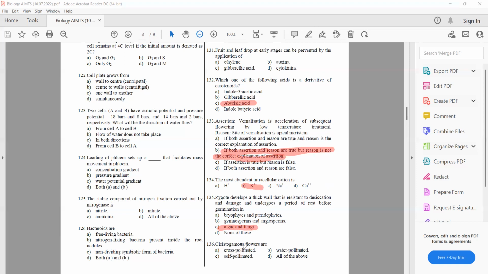Then 136, cleistogamous flowers. When we talk about the cleistogamous flowers, they won't open at all. So when they are not opening, you can see anther and the stigma will be in close proximity. So when the flower is not opening, obviously they have to go with self-pollination. So they are examples of self-pollinated plants.